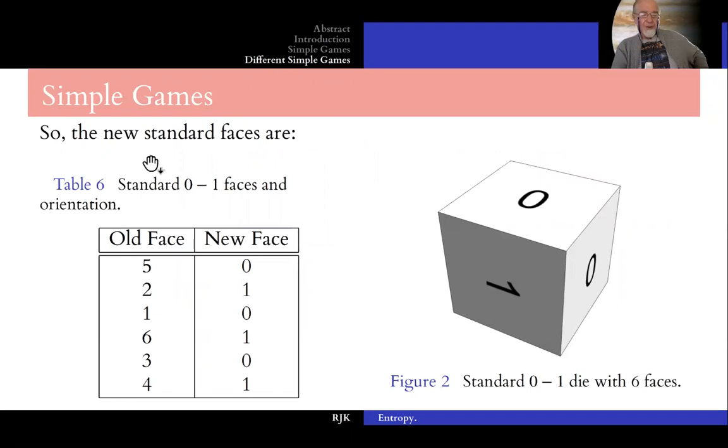So our new standard faces are: the old face was 5, the new face is 0. The old face was 2, the new face is 1. The old one was a 1, it has a 0. It was a 6, it has a 1. 3, it has a 0. And 4, it has a 1. So now I've got a die that I can flip, and whatever comes up is going to be a 0 or a 1.